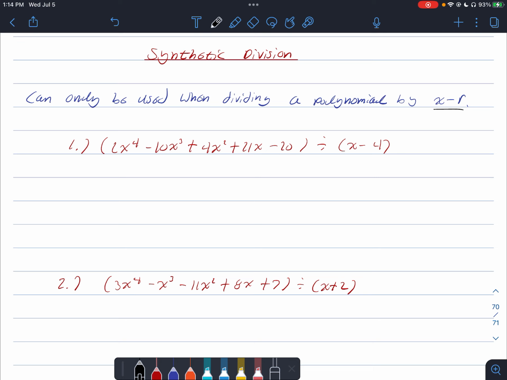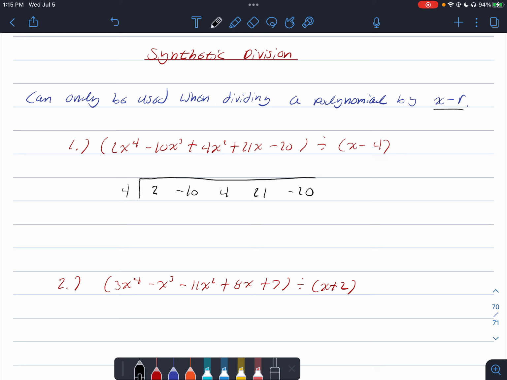So the very first thing we're going to do, just like last time, is use our little division sign here. But this time, instead of writing this whole polynomial, all we're going to do is write each of our coefficients. It's important that we get the coefficient for every degree on the way down. We'll have an example in a minute that I'll explain further. Here we're going to put a 2, a negative 10, 4, 21, and negative 20. Then we put the value for r out front here. Since we're dividing by x minus 4, which is of the form x minus r, our r value is going to be 4.